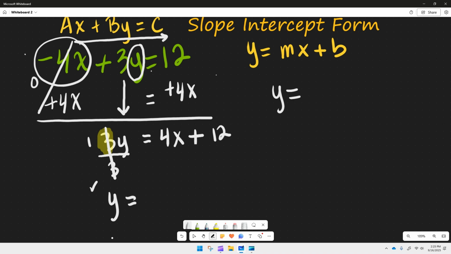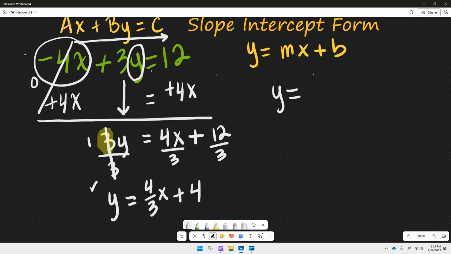Now the thing that I must remember is that whatever I do to one side, I have to do to all of the terms. I must do it on both sides. So now we're just going to reduce and simplify what we have on the right side and the left side. So we now have y equals 4 over 3x. 4 and 3 do not reduce any further. You are not going to write it as a decimal. You want it as a fraction so you can see your rise over your run. And then you have the plus 12 divided by 3, which is going to give us positive 4.